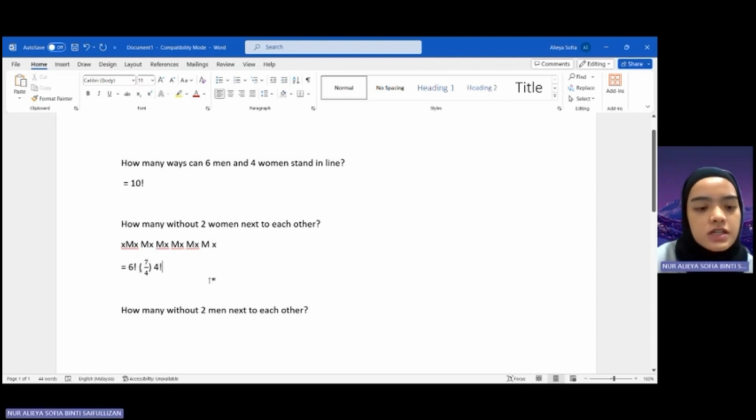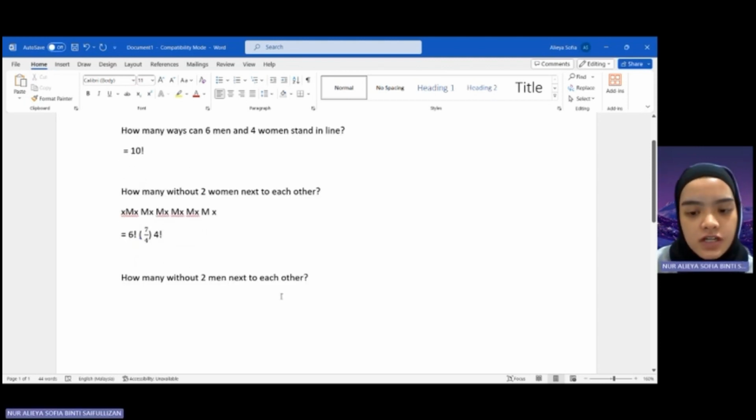So our last question is, how many without two men next to each other? Well, this is impossible, so that's going to be 0. The answer will be 0. Why the answer 0? Because there's 2 more men than there's a woman. So if you have 4 women, you can order them like this. Like this. This is only explanation.